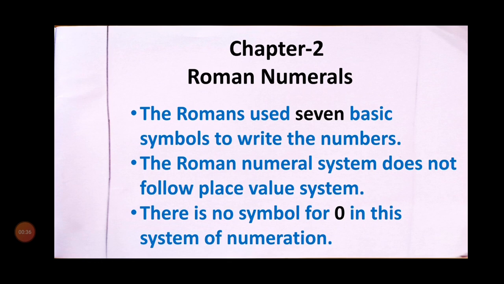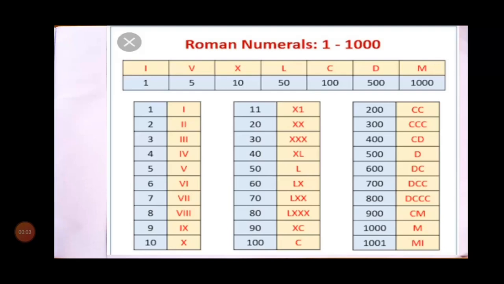Then first point: the Romans used 7 basic symbols to write the numbers. Point 2: the Roman numeral system does not follow the place value system. Point 3: there is no symbol for 0 in this system of numeration. Roman numerals from 1 to 1000 are given here. So everything you should copy in your math classwork note. Put the boxes correctly and write the numbers, everything correctly without making mistakes.